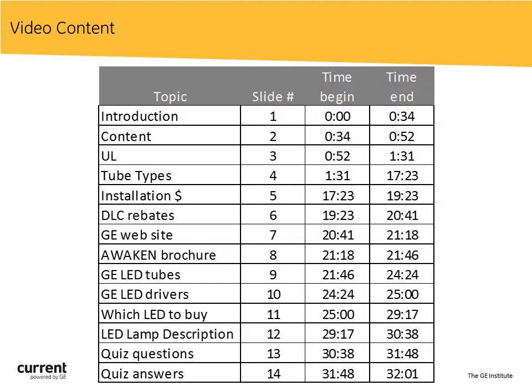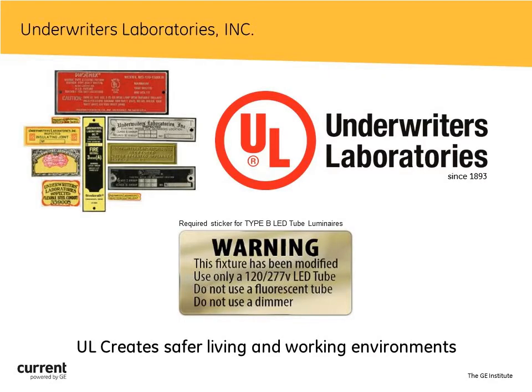Underwriters Laboratories is an organization that was created to do safety testing for electrical and electronic products. They were created back in 1893, and their purpose is to create safer living and working environments. UL has created a number of different types of LED tubes, and we're going to go through those now.